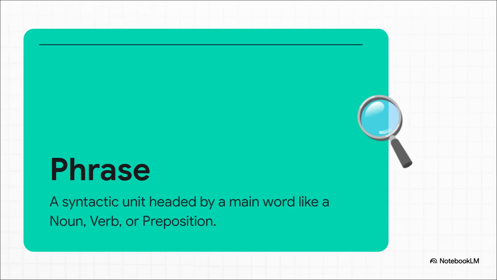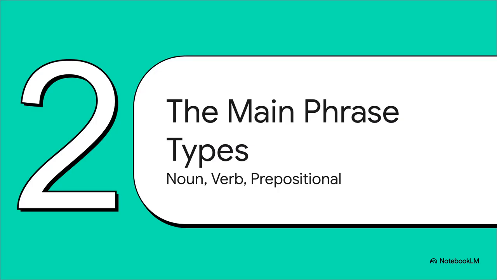So what exactly is a phrase? Well, it's just a group of words that work together as a single unit. And the key thing to remember is that every single phrase has a head, one main word that gives the whole group its identity. You can think of it as the captain of the team. Now, there are a few different kinds of these word teams. In this explainer, we're going to focus on the three most common ones you'll see everywhere: noun phrases, verb phrases, and prepositional phrases. Let's break them down, one by one.